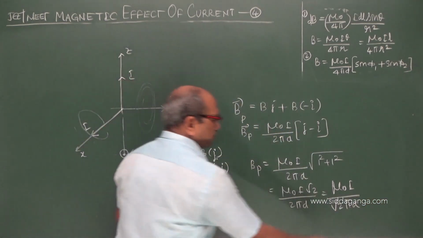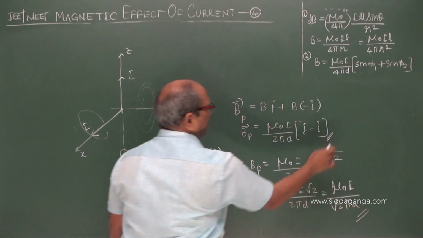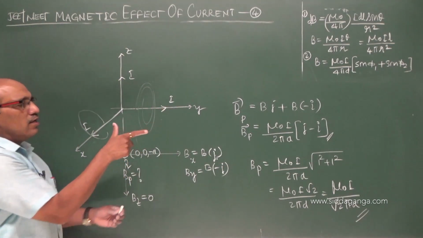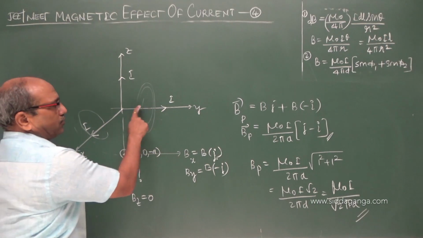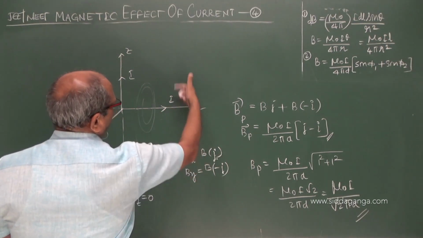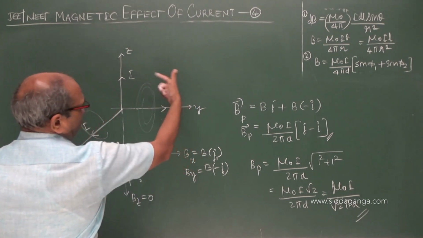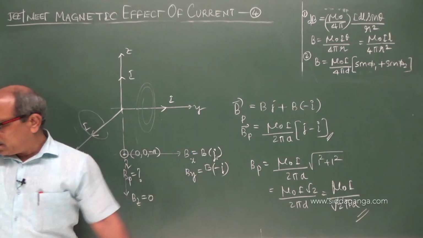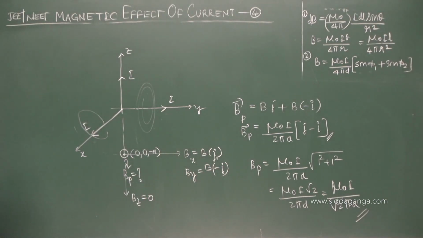So the magnitude is given, this may be the answer, or in vector form the answer is mu naught I upon 2 pi A into (j minus i). Take the direction very carefully, because if you are looking with the current toward you, it appears like a north pole, anti-clockwise. When you operate anti-clockwise, it goes to the minus side. This comes to the positive side. And that is the final answer you got.